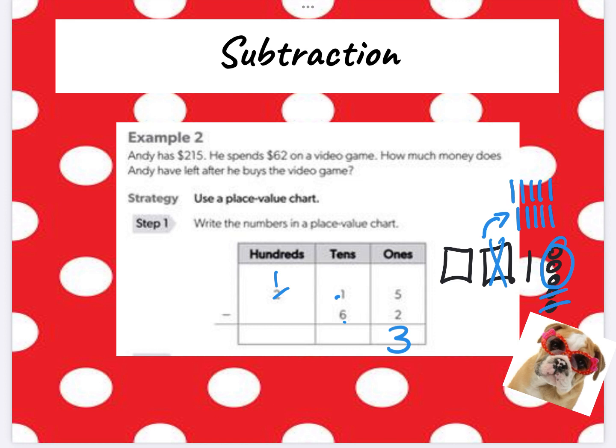So if I have 1 and I'm going to give 10 to it, I actually have now 11 tens, and now I can go ahead and subtract. So I'm going to take 6 of them away. 1, 2, 3, 4, 5, and 6. So 11 minus 6, which is 5. And I'm going to have 1, take nothing away. I still am left with 1. So Andy would have $153 left.